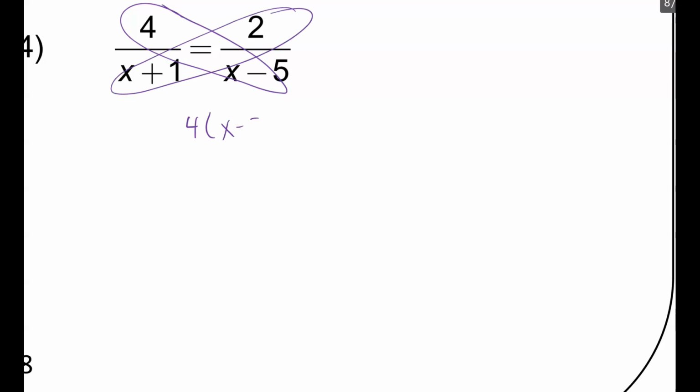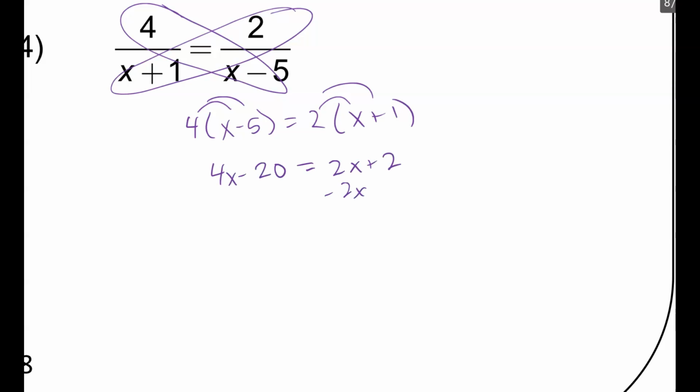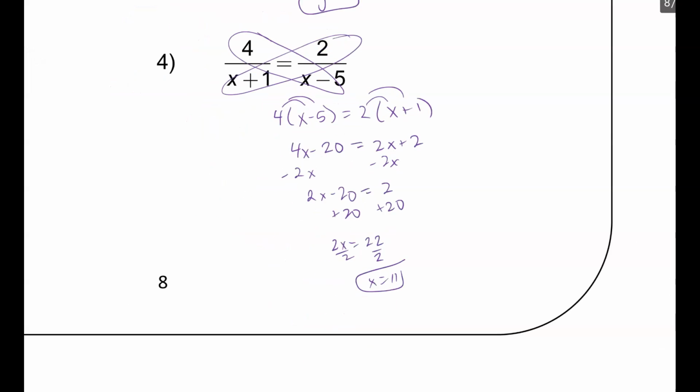So I have 4 times x minus 5 equals 2 times x plus 1. Distribute. Because I have those parentheses, I will make sure to distribute to all the terms. Okay, so far so good. I'm just doing the opposite operation. So I added 2x on both sides, simplify, add 20 to both sides, simplify, and then divide by 2, and we get the answer is 11.